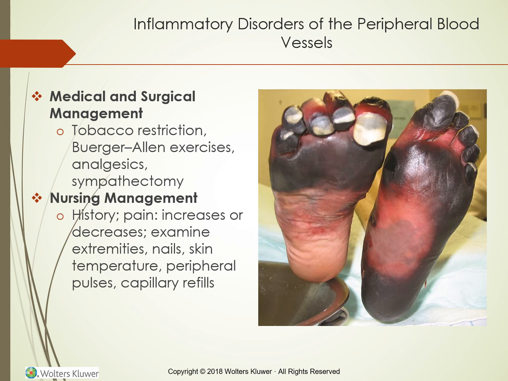The nurse instructs and supervises the client about Buerger-Allen leg exercises. When the client is not performing exercises, he or she must keep the legs horizontal or dependent.